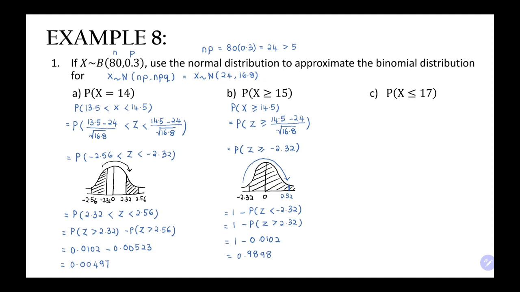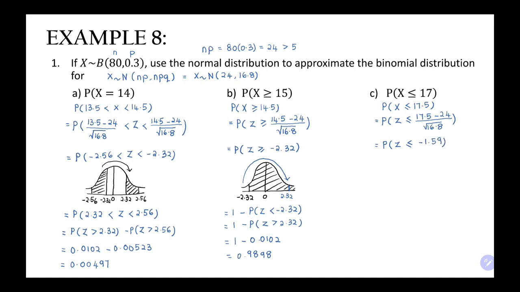Question C, P(X less than or equals to 17). We use continuity correction. Less than equal means we plus 0.5. So we use CC, continuity correction. X less than or equals to 17.5. We plus 0.5. Then we convert to Z less than or equals to 17.5 minus with 24 divided by square root of 16.8. Then we solve, we get P(Z less than or equals to negative 1.59).